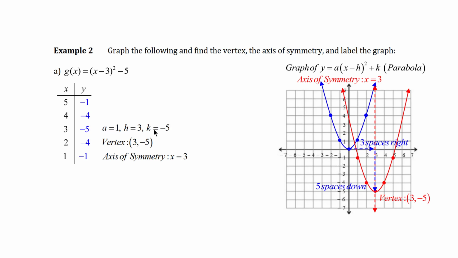A few last things that I want to point out is that the h and k values are the same values as the x and y coordinates of the vertex. In general, this is always true, so the vertex is always located at parentheses h, k. Also, because the axis of symmetry is a vertical line that intersects the vertex, the axis of symmetry will always have the equation x equals h.